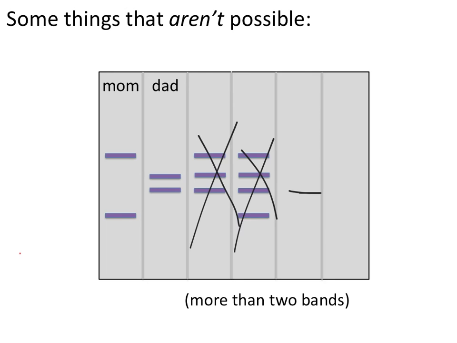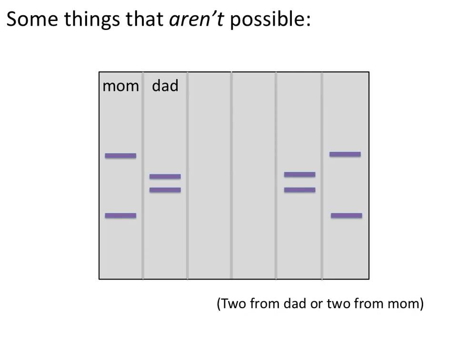Now, occasionally you can have a situation, let's say, where here's mom, here's dad, and they both have the same band. So you can get a double band at this area, right? And we see that a lot, and I'll show you a few examples. Okay, so some things aren't possible.